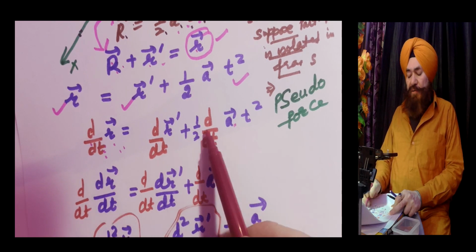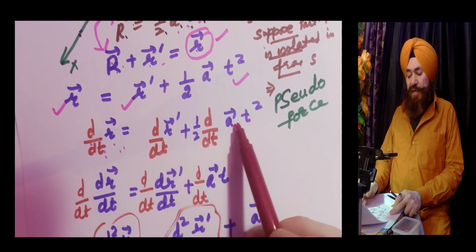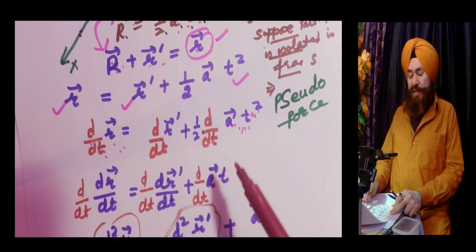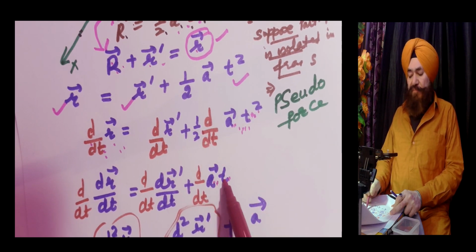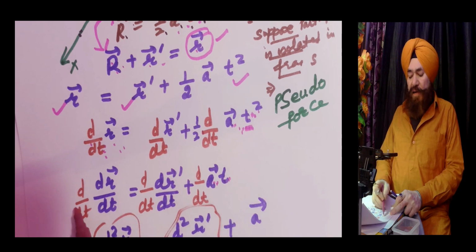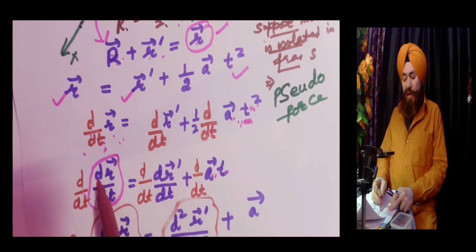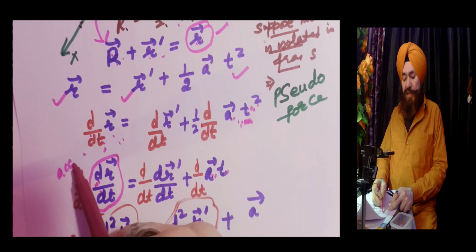So once you differentiate, t square becomes 2t, 2 and 2 cancel. It is at then. Okay. Now again differentiating. When you again differentiate, this is a differentiation of velocity. And when velocity changes with time, that becomes acceleration.